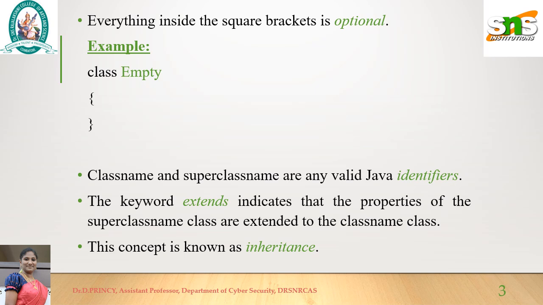As in this example, I'm creating an empty class without any variable and method declaration. I'm only using the keyword class followed by the class name, empty, and only the curly braces which define the body of the class. This class contains nothing. A class name and superclass name are valid Java identifiers. The keyword extends indicates the properties of the superclass are extended to the new class. This concept is generally known as inheritance.